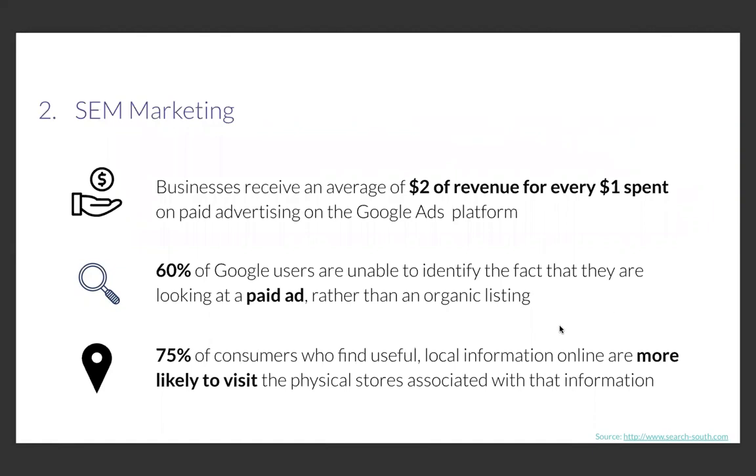Third thing, 75% of consumers who find useful local information online are more likely to visit. So again, if you're an organization that has a building, let's go back to the example of a homeless shelter. When people are looking for those services and programs, they're likely to also go into the building and ask for and take advantage of those services, versus just online. So it's a great way to drive people to your location as well, whether it's for fundraising or the different programs that you offer.